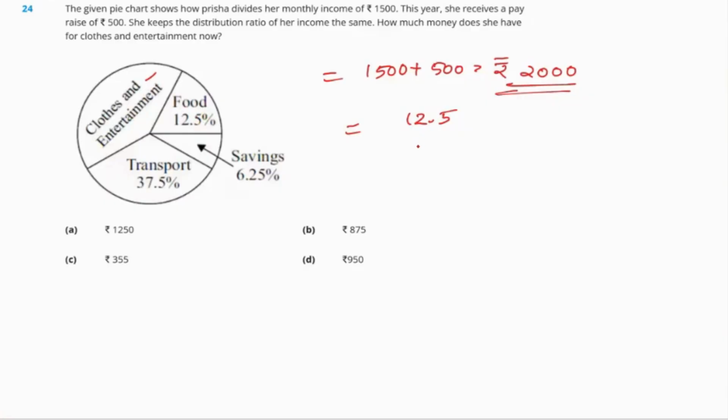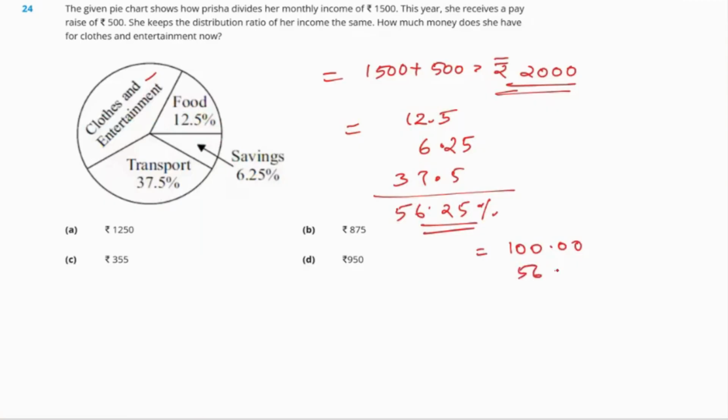So 12.5 plus 6.25 percent and 37.5 percent. When we add this, we are getting 56.25 percent she's spending in total on these three things. So when we subtract this from 100, we will get the percentage she is spending on clothes and entertainment. 100 minus 56.25 is 43.75 percent she is spending on clothes and entertainment.